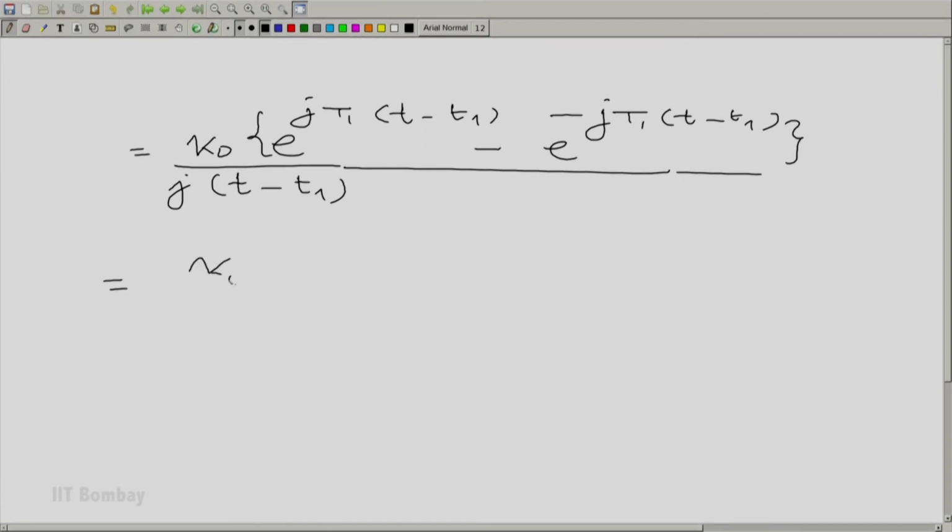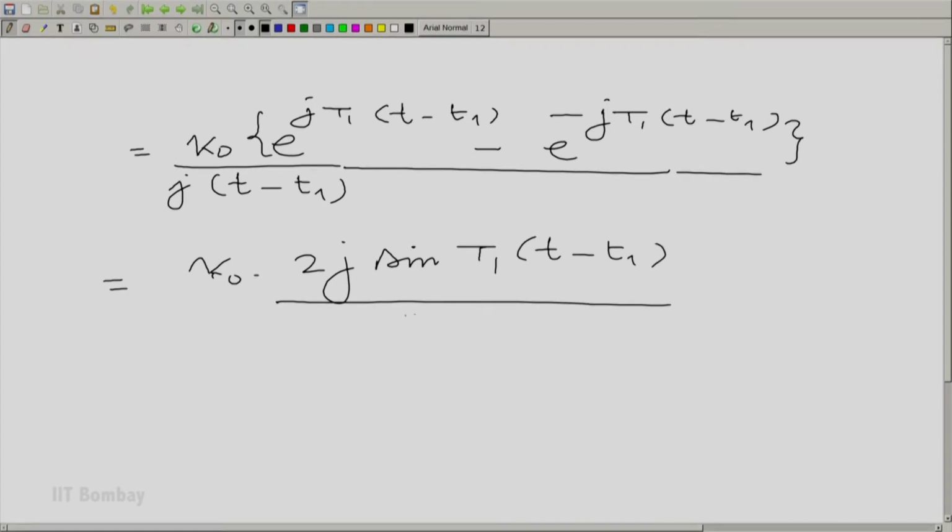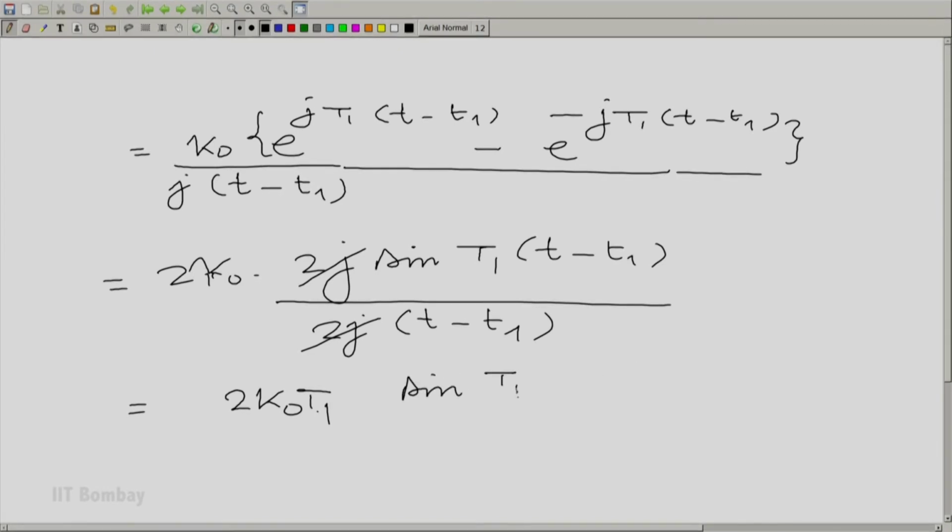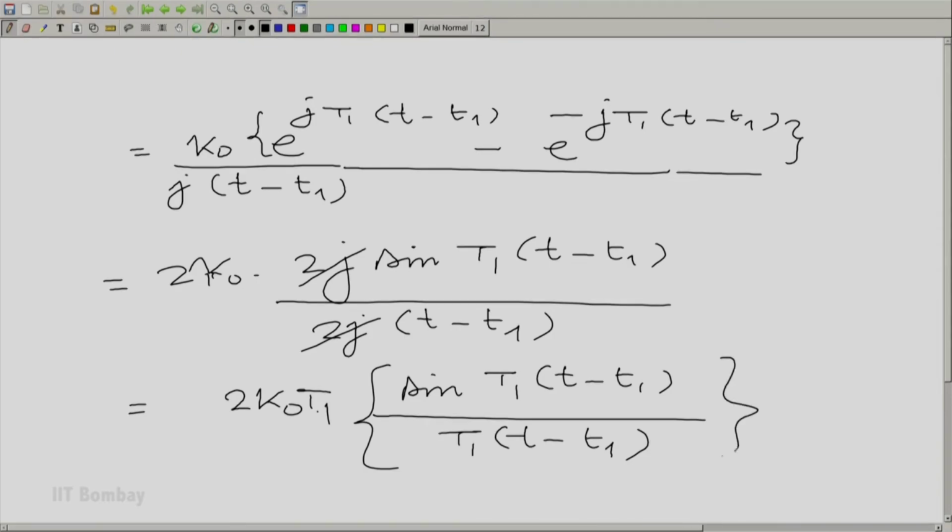And this is also very easy to evaluate. This is essentially 2j sin T1 (t minus t1) divided by j (t minus t1). And of course, I can divide and multiply by 2, and then the 2j goes away. That leaves me with 2 kappa 0, and you can also divide and multiply by capital T1 if you like. So, you have sin T1 (t minus t1) divided by T1 (t minus t1).